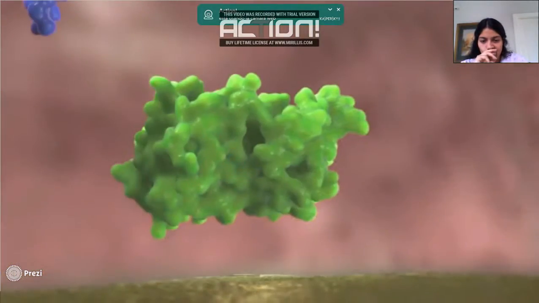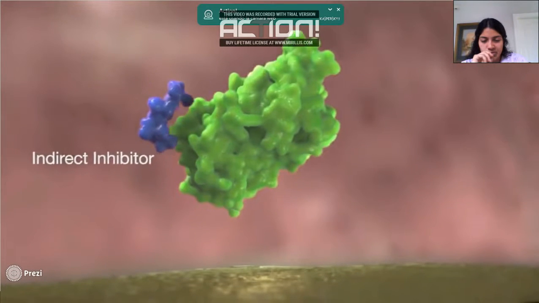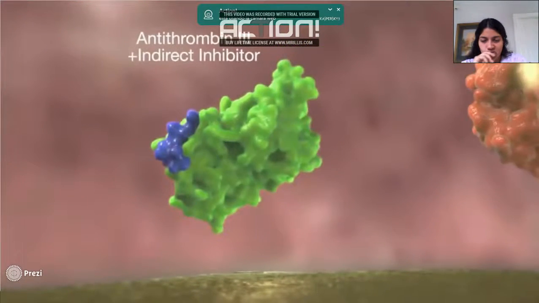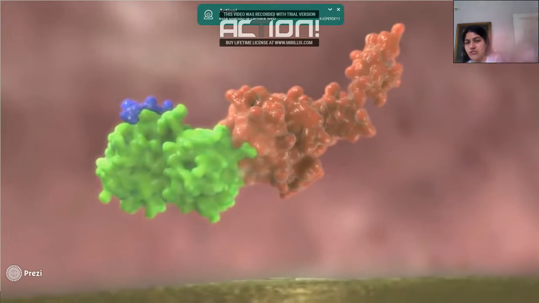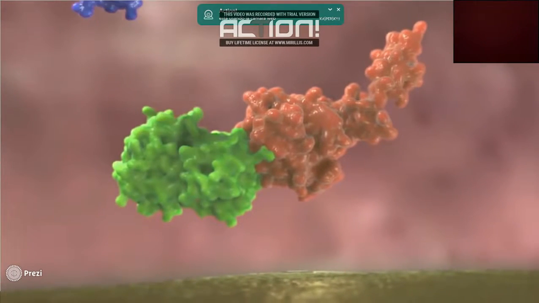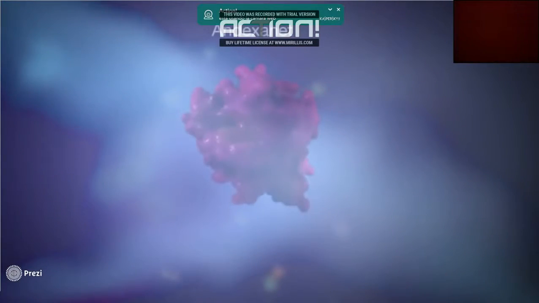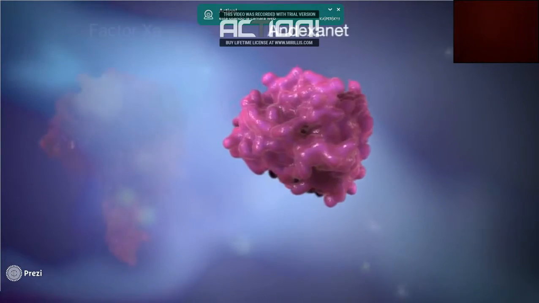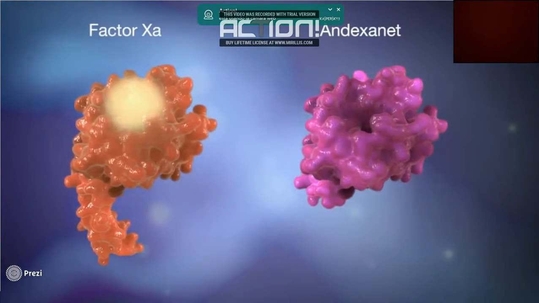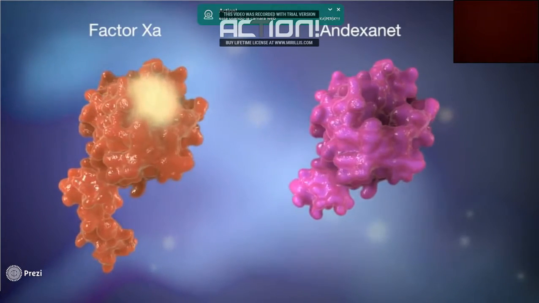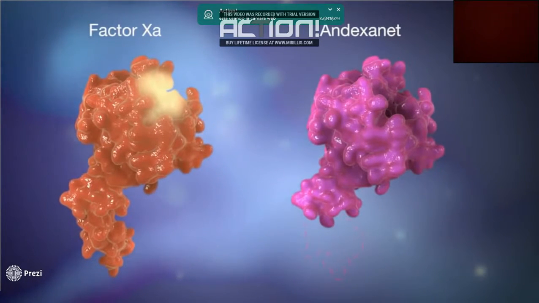Indirect factor 10A inhibitors, such as enoxaparin or fondaparinux, bind to native antithrombin 3 and potentiate its capacity to inhibit factor 10A. Andexanet, an investigational drug, is a recombinant factor 10A derivative being developed for use as a universal antidote to direct and indirect factor 10A inhibitors.